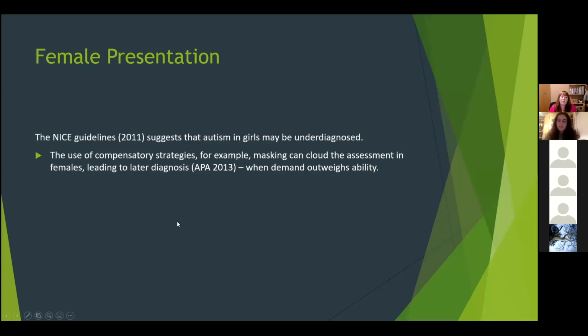So I just want to quickly have a look at the female presentation. The NICE guidelines do suggest that autism in girls may be underdiagnosed, and a lot of the time that's to do with masking, leading to later diagnosis. So when demand outweighs ability, it's quite common in the teenage years, when the structure of primary school is gone and making friends is more down to the individual. But that can happen at any age, at secondary school, in college, in adulthood, or, as Jodie mentioned earlier on, when you have your own children.